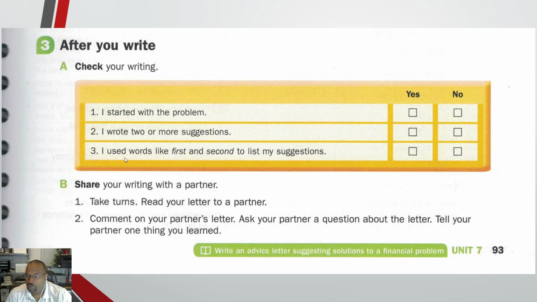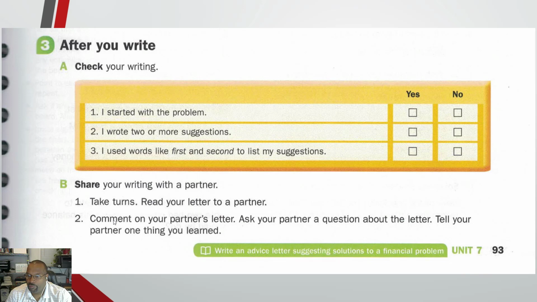Number 3, I used words like first and second to list my suggestions. So there again, he used first, second, third, and finally. Okay? Once you've finished writing your suggestion, and you've checked off all these 3 parts here, right? They all have yes.